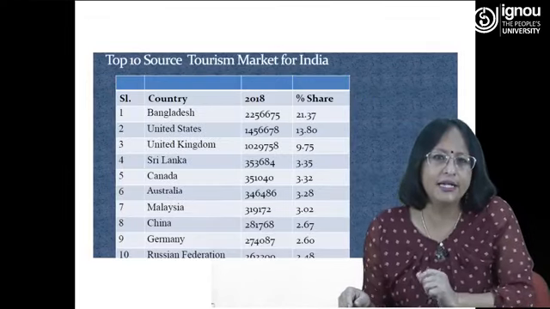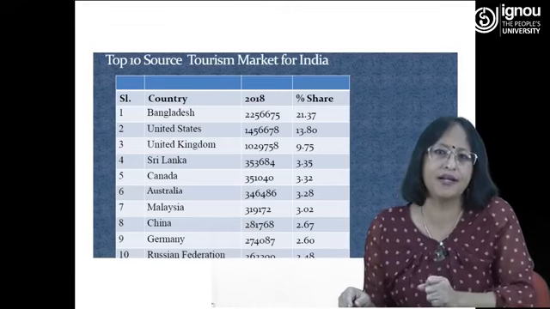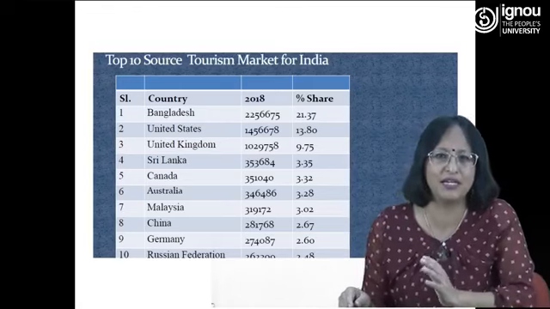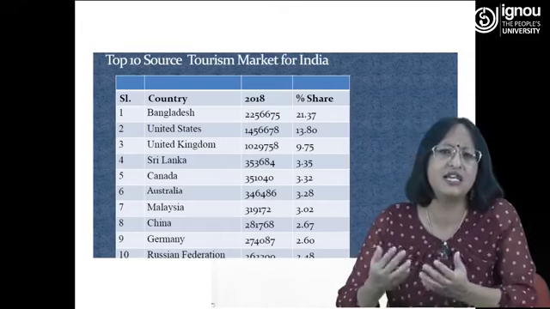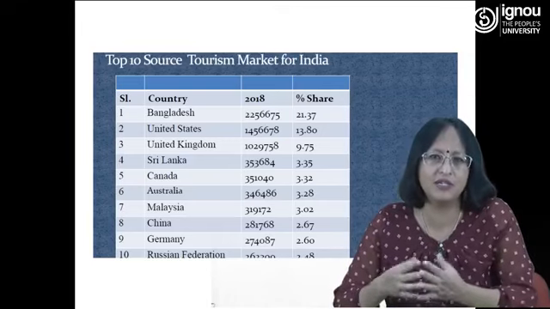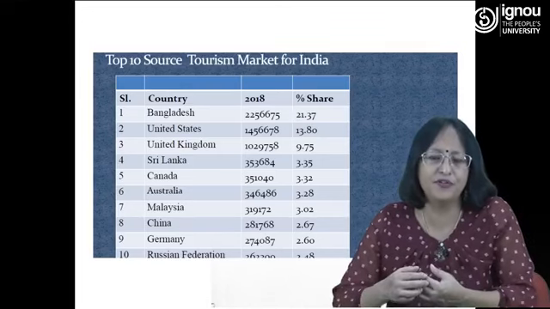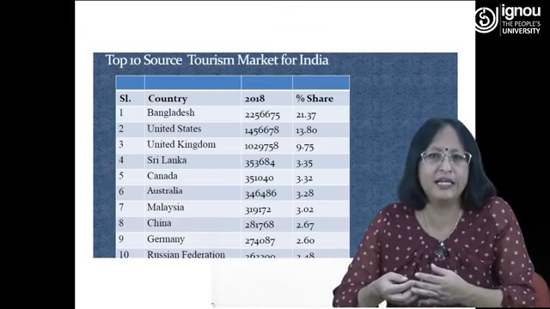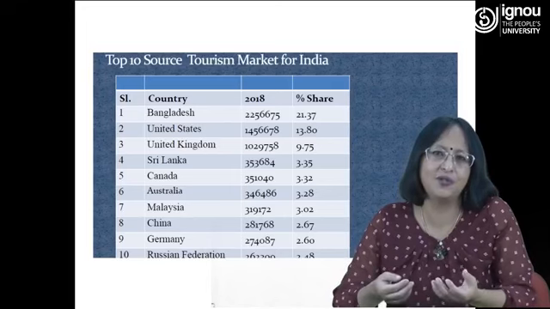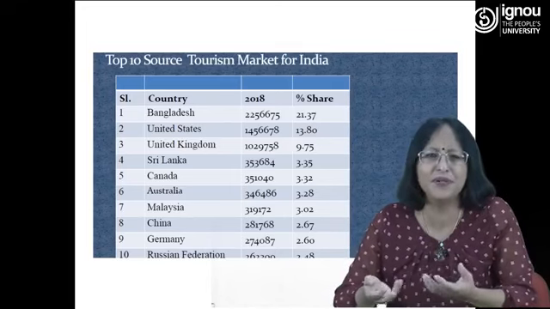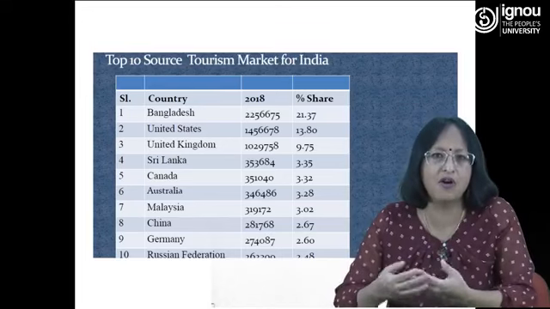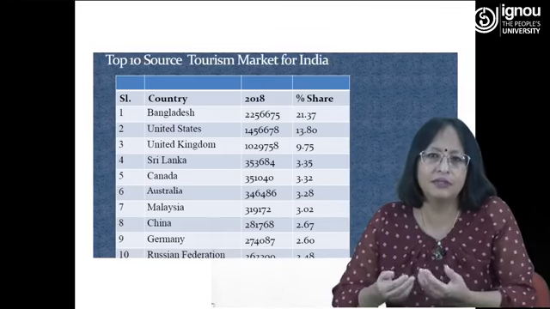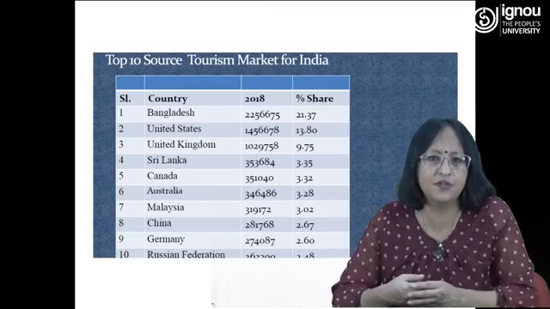Now, if you look at the top 10 source tourism markets for India, Bangladesh is in the top position. They send the maximum number of tourists to India, followed by the United States. 10 years before, the United Kingdom or UK was the country which sent the maximum number of tourists, maybe because we have the link with them. They left the country only in 1947, so that connection is there, and they have the nostalgia to come back to the country. So maybe because of that, the United Kingdom for so many years was our chief or major source of tourists coming to India. Now the tables have turned. It has come to the third position now.